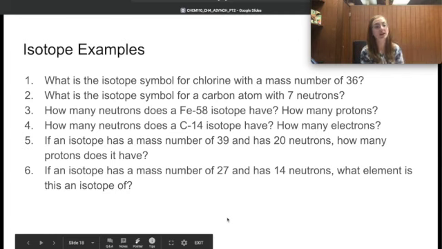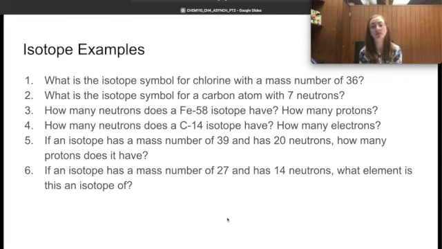If we move on to the second example, what is the isotope symbol for a carbon atom with 7 neutrons? If you want to work this one through before I talk about it, go ahead and pause now and resume. So if I'm trying to write the isotope symbol for a carbon with 7 neutrons, the isotope symbol is made of the chemical symbol followed by the mass number. Carbon's chemical symbol is just a capital C. And then I have to figure out what my mass number is.